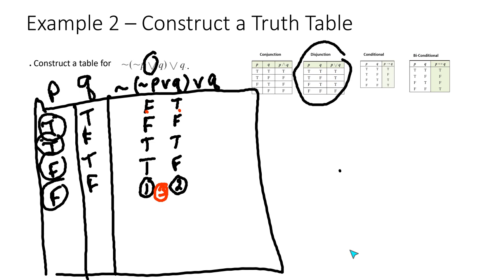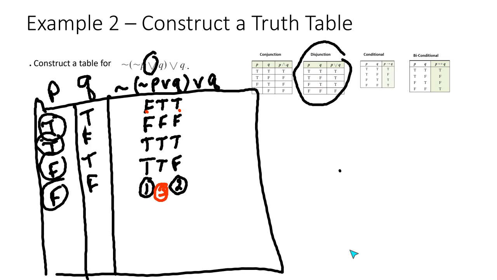All right, so let's start again. So we have false or true. So as long as one is true, it makes it true. And then we have false or false. One has to be true, so this is going to be false. And then true, true, at least one is true, so that's true. And true, false, at least one is true, so that's true. So that's going to be my disjunction.